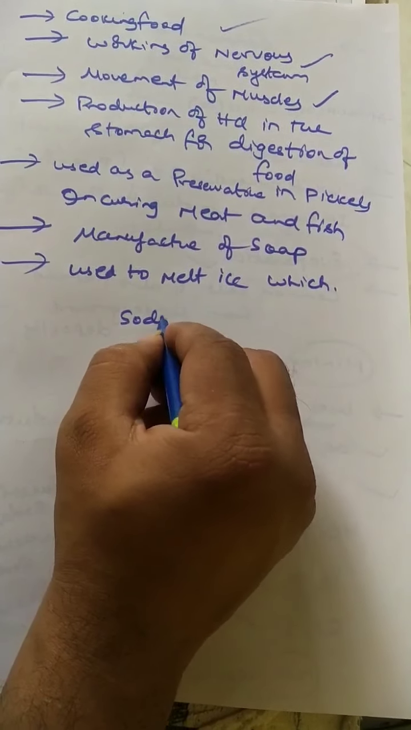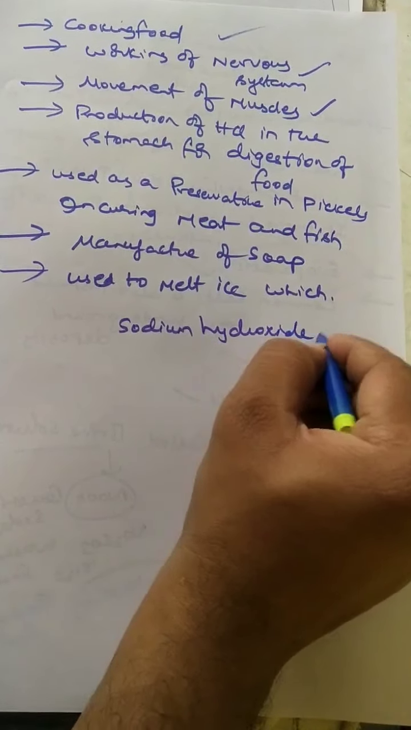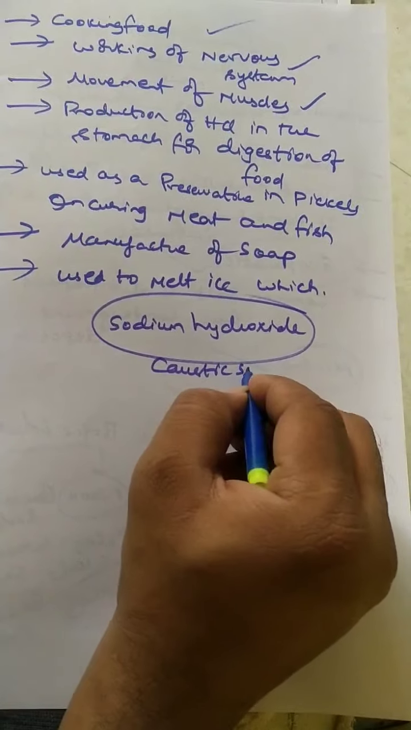Next we are discussing sodium hydroxide. What is this sodium hydroxide? This is otherwise called caustic soda.